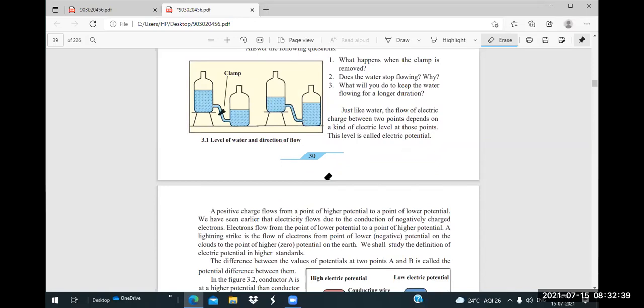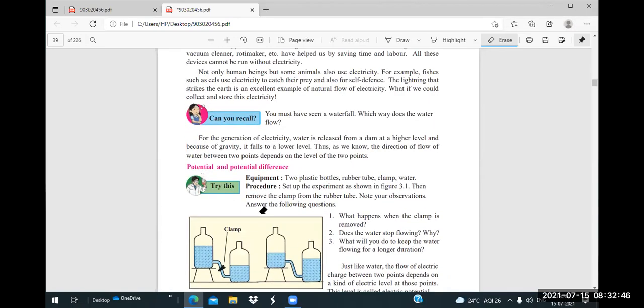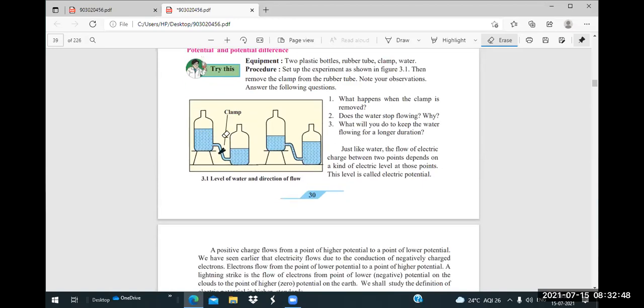And this potential depends on 2 points. Here you can see one experiment: two plastic bottles, a rubber tube, a clamp, and water. We have to set up the experiment like this. You can see it here in front of you.